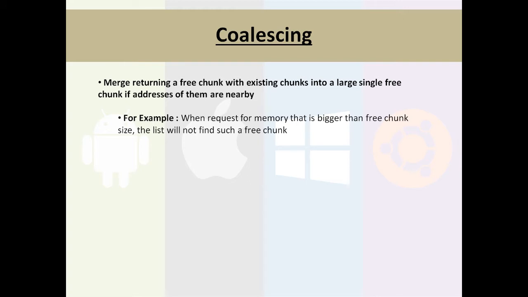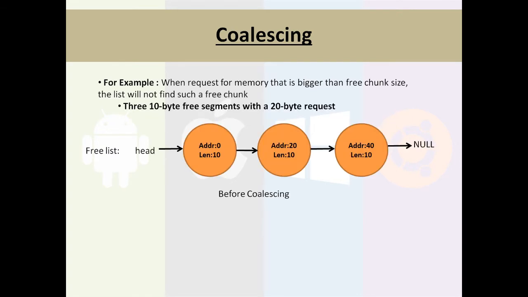So here we go, another example. When we are requested memory that is bigger than a free chunk, the list will not find such a free chunk, right? It doesn't exist in the free list. So when this happens, we require coalescing. We require the merging of multiple free chunks.